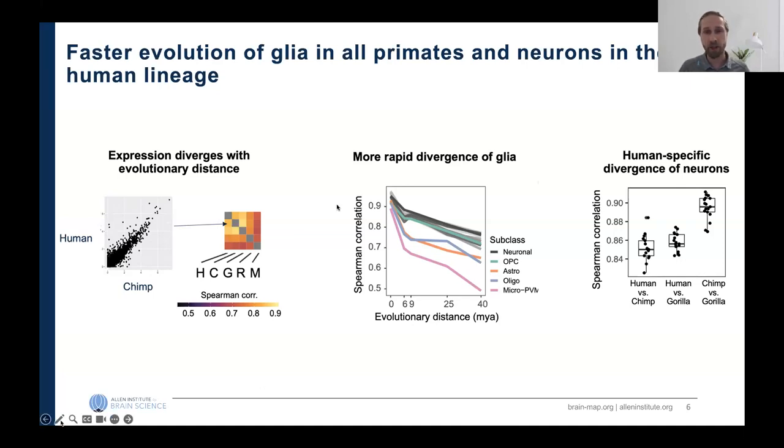And so that's shown in this middle plot where I'm plotting the similarity of human expression for each of these different types versus the other four primate species. And you can see the pink line, microglia, are really diverging quite rapidly. And another interesting point that came out of this is this divergence with evolutionary distance did not completely hold. One surprise was that the chimpanzee had more similar expression to a gorilla than to humans. And this really suggested, even though chimpanzees are more closely related to us, that there's a faster change in the neurons on the human lineage.